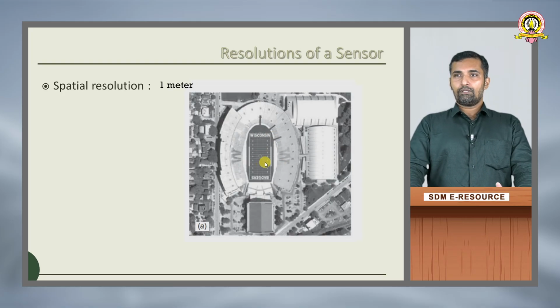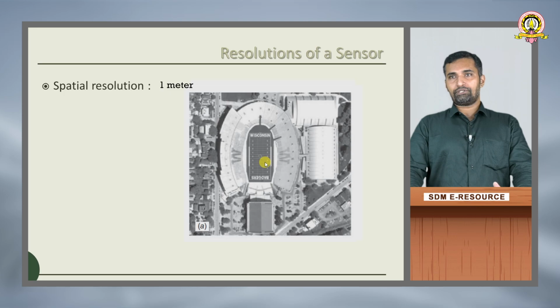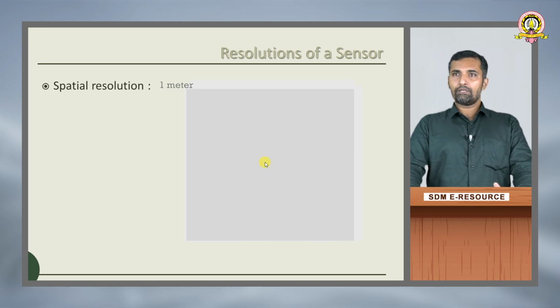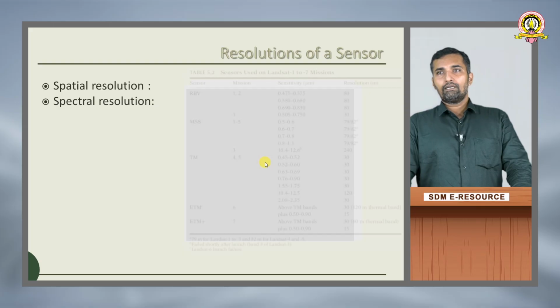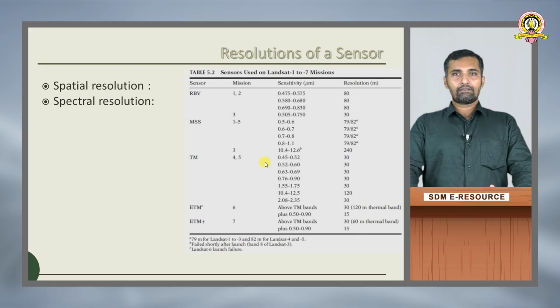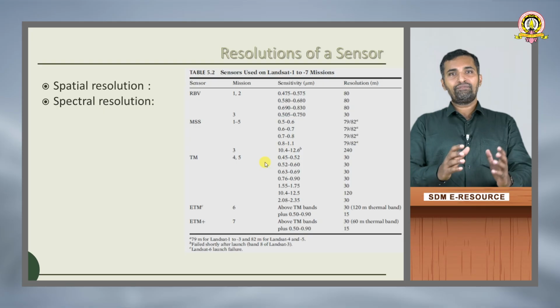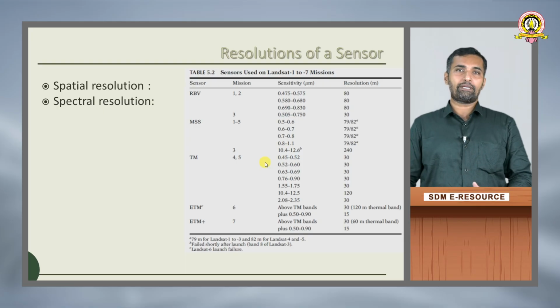So how did you understand what spatial resolution is? This particular image has a good spatial resolution. Next, satellite imagery has one more important resolution, called the spectral resolution. What does spectral resolution mean? Spectral resolution is the capability of a satellite to sense the Earth's surface features in different bands of the electromagnetic spectrum.